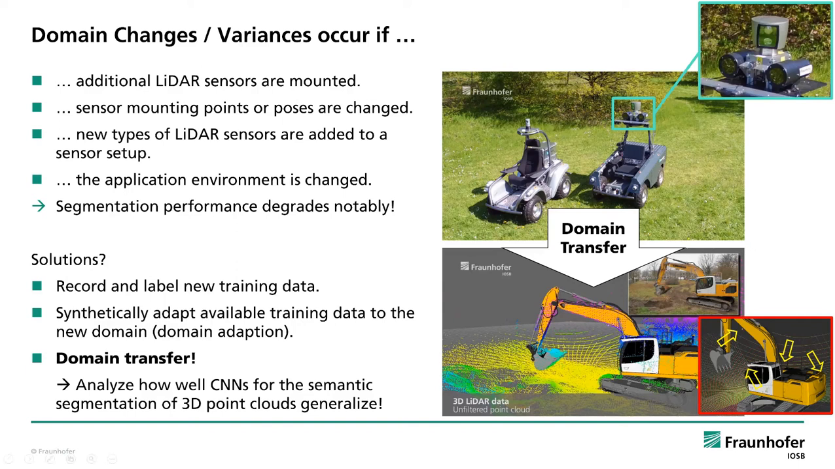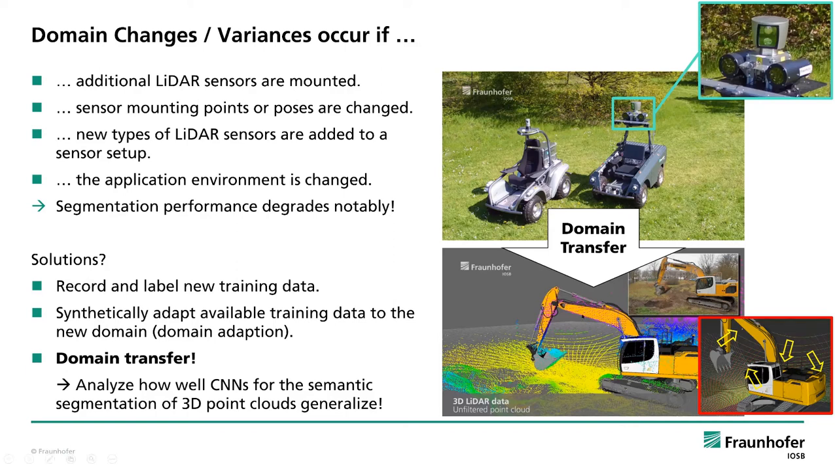So one example would be here. We have different robotic platforms at the Fraunhofer ISB in Karlsruhe. One has one of the old Velodyne LiDARs with 64 beams. And we are also working with autonomous construction machines. So here you can see the digital twin of our ISB Alice excavator. It's a 24-ton excavator with 4 LiDAR sensors. They are of a different type. They have another field of view.